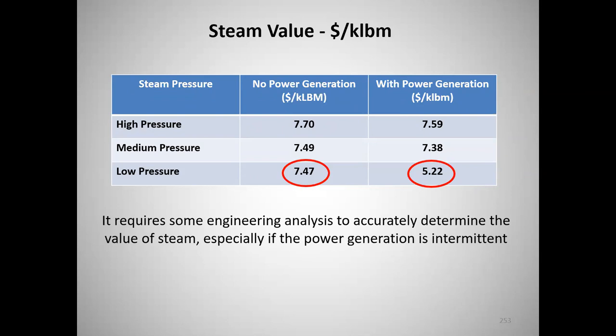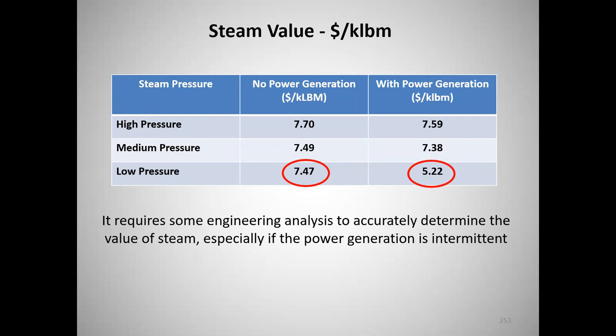If you're just using it in the process, then there's not that much variation between high pressure, medium pressure, and low pressure steam. And that's what that middle column is. This came out of SSAT, I'm sure. For this sample boiler, we see that high pressure steam is worth $7.70 per 1,000 pounds. Medium pressure is $7.49. Low pressure, $7.47. So there's a little bit of difference, because you've got more energy and you can do a little more with it. But in general, there's not that much.